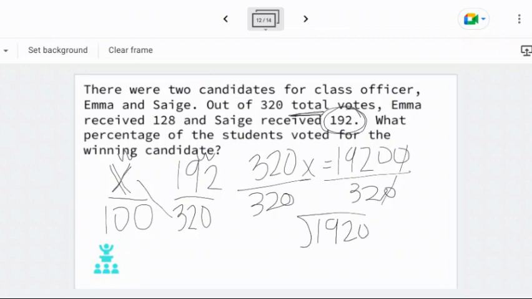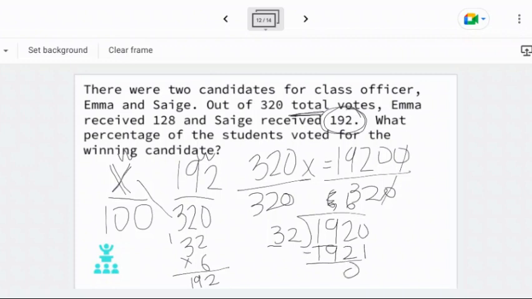1,920 divided by 32. So how many times did 3 go into 19? Well, 3 times 4 is 12. 3 times 5 is 15. 3 times 6 is 18. 6 times. So let's try it. 32 times 6. Ooh, this might put us over. Let's see. 6 times 2 is 12. 18, 19. Just what we wanted. So the 6 actually should go there because it's 192.